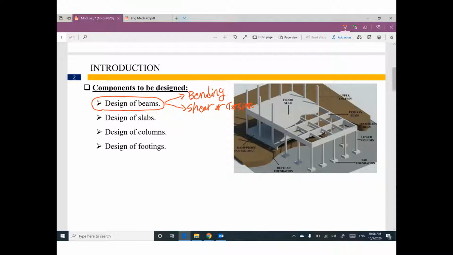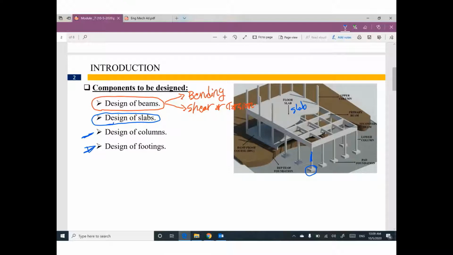Today, we will start to cover slabs. This slab topic will be covered this week. And then next week, we will go through columns. And then finally, your foundation, which is footing.